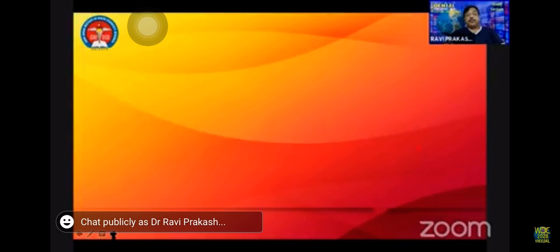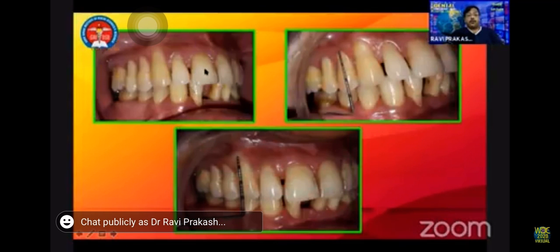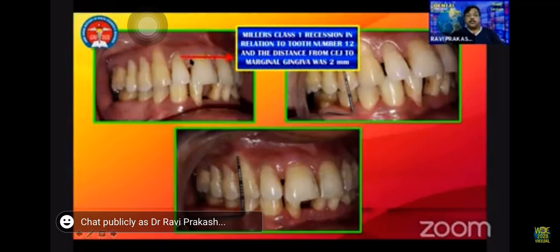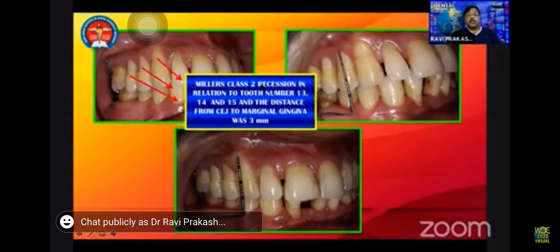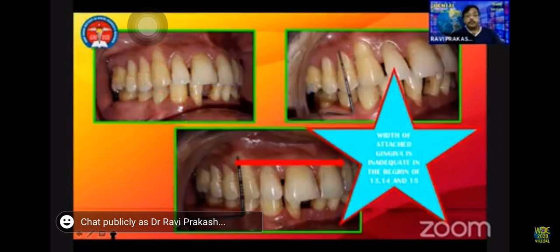So, these are the preoperative pictures showing the first quadrant of the patient, wherein you can see a Miller's class 1 recession in relation to the lateral incisor, and the distance from the CEJ to the marginal gingiva was 2 mm. And then Miller's class 2 recession in relation to 13, 14, and 15, and the distance from the CEJ to the marginal gingiva was 3 mm. The width of the attached gingiva was also inadequate in the region of 13, 14, and 15.